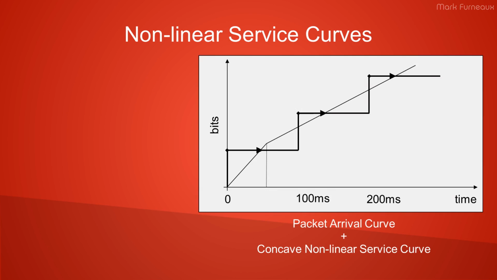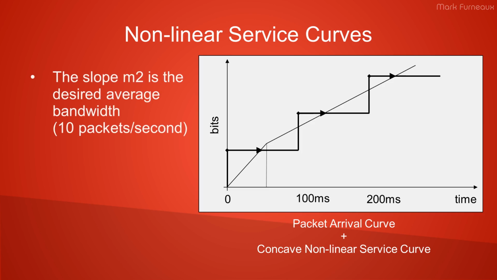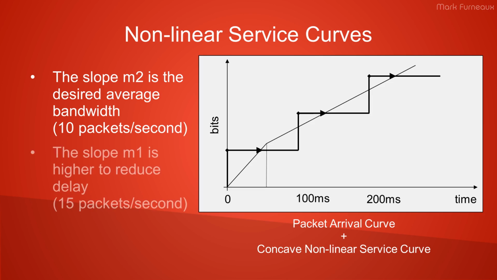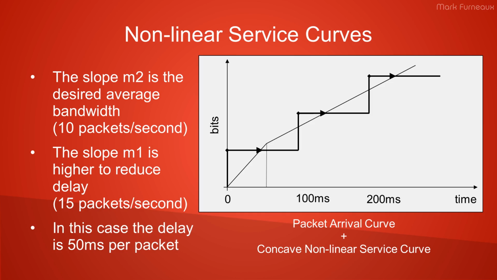So we have our same packet arrival curve as before, and we have a concave nonlinear service curve. Now you'll notice that the slope M2 is the desired average bandwidth, which is 10 packets per second, like we did in the very first example. But the slope M1 is higher in order to reduce the delay, and so it's 15 packets per second. And so as a result, the delay in this case is actually 50 milliseconds per packet.